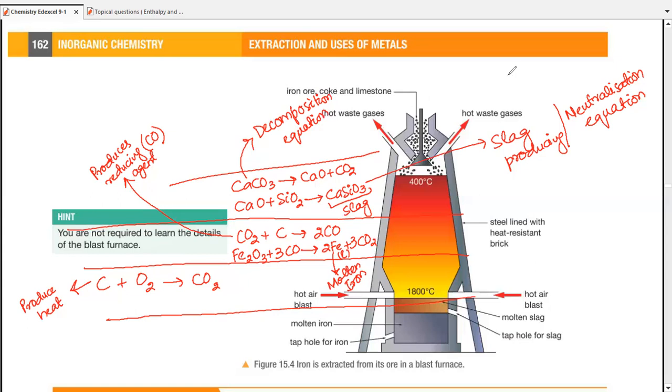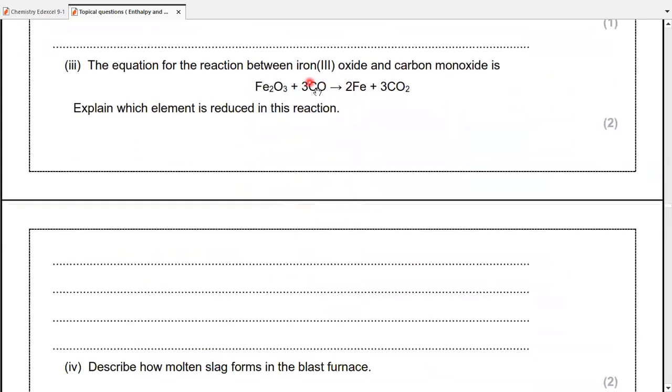Done? Yeah. All right. So getting back to the point, which element is reduced in this one? We have discussed it many times. Iron 3 to iron. Why did it gain electrons? All right. This we have worked with too. All right, so moving on.